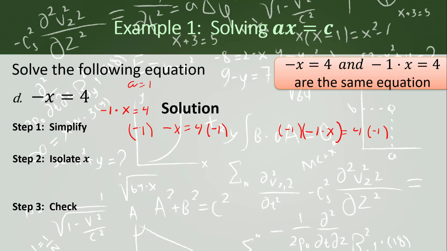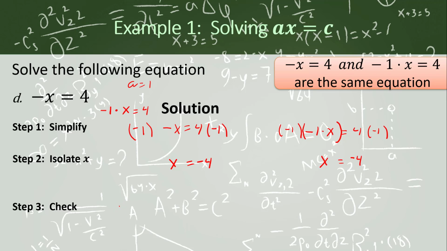So once again, here we have negative 1 times negative 1. That's just positive 1, and we're just left with x. And over here we have negative 4. Once again, negative 1 times negative x is just simply x, and over here we have negative 4. So in both cases, the explicit one and the more straightforward one, we have that x is equal to negative 4. Checking it? Sure, let's go ahead and do that.